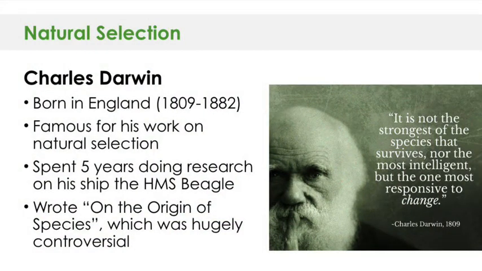Natural selection came about by Charles Darwin, and we talked a little bit about him when we looked at natural selection the first time. He is known for his work in natural selection. He spent 5 years doing research on a ship called the HMS Beagle. And after he did his work, he wrote a book by the title of On the Origin of Species. And when he wrote that book, it was very controversial. A lot of people did not agree with what he said when he did his research and all of his findings and wrote his book.